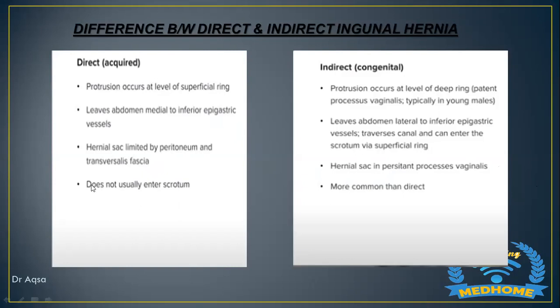Direct inguinal hernia does not usually enter the scrotum, while indirect inguinal hernia enters the scrotum via the superficial inguinal ring. Which is more common, direct or indirect inguinal hernia? Just for our remembrance, indirect inguinal hernia is more common than direct inguinal hernia. Is it clear till here, the differences between direct and indirect inguinal hernia?